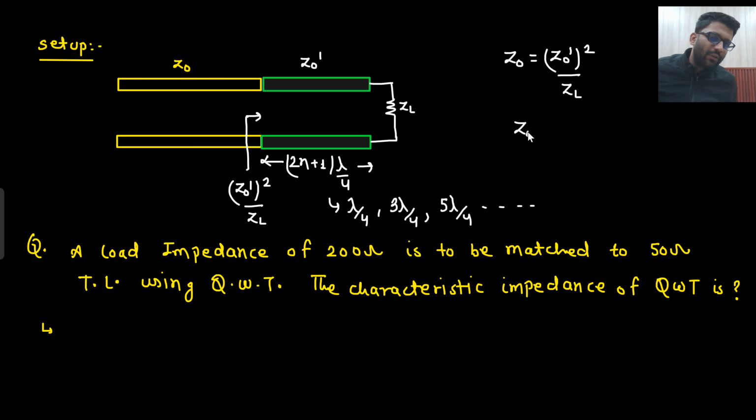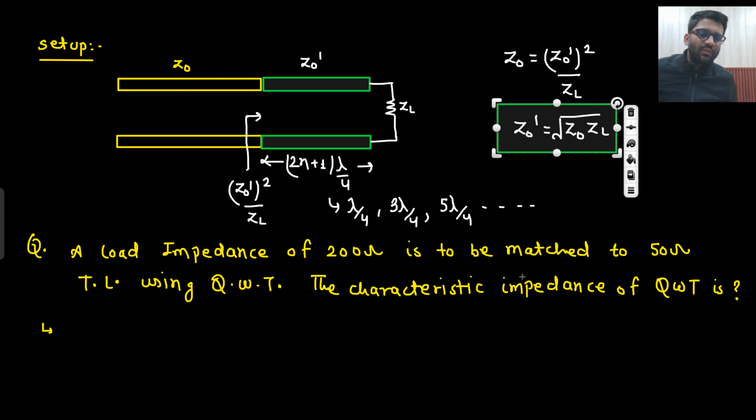So what should be the value of Z node dash? Z node dash should be square root of Z node into ZL. There you go. So in the examination, what do they ask? They ask this thing. Or they can ask the length of the transmission line as well.